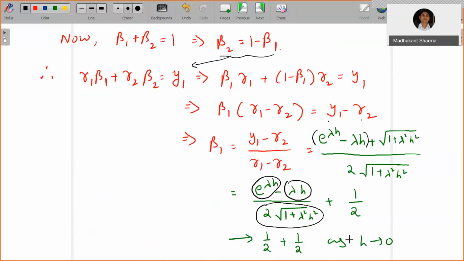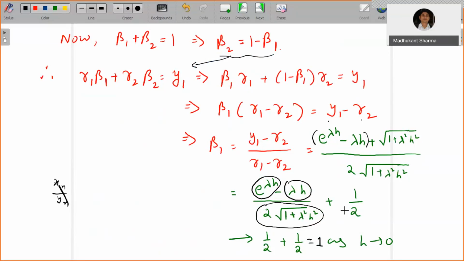If you look carefully, this is like xn by yn. Suppose the limit of xn exists and the limit of yn exists, and suppose the limit of yn is non-zero. Then the limit of xn by yn is x by y. So we are going to use that fact. The numerator limit is, sorry, 1, and the denominator limit is 2, so it will definitely converge to 1 by 2. So the total limit will be 1 by 2 plus 1 by 2, which equals 1. So this gives you that beta 1 goes to 1 as h tends to 0.